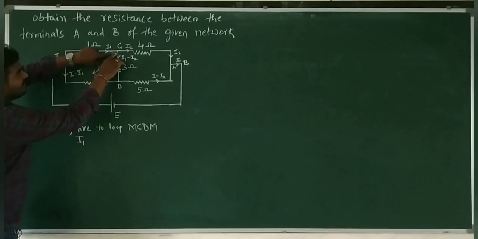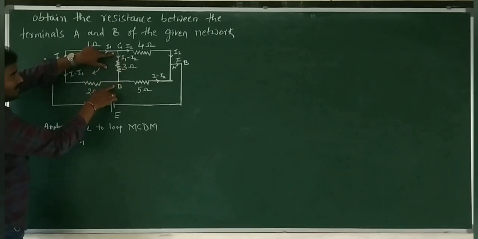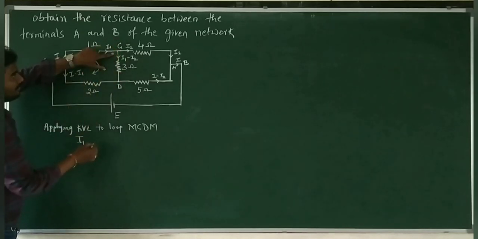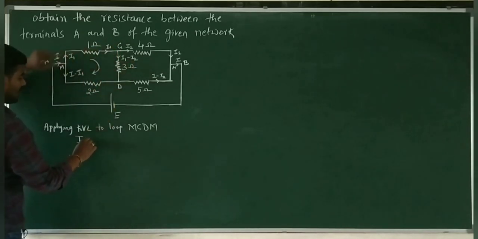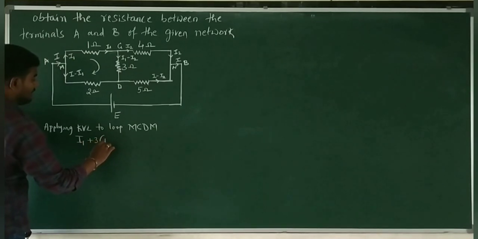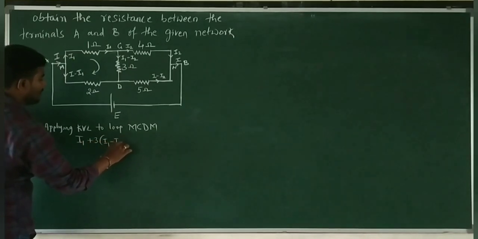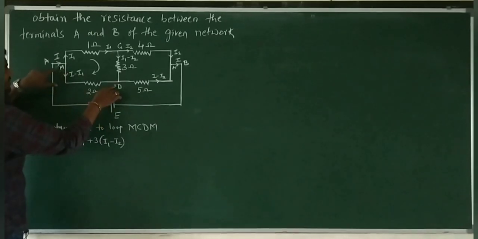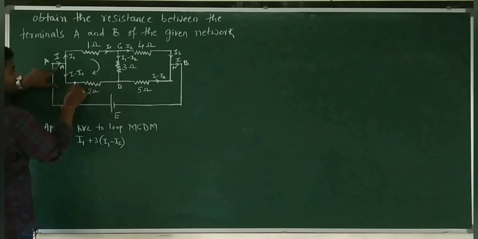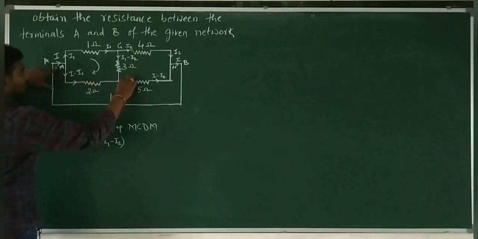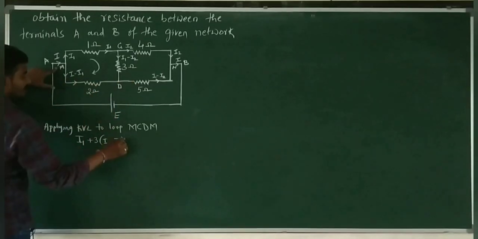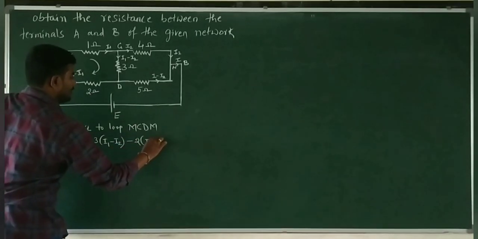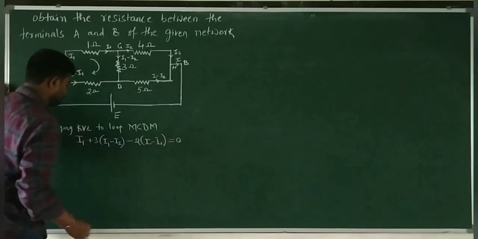We reached C; to D we are supposed to travel, and while traveling the current direction is the same as our movement, therefore positive 3 multiplied with current, so plus 3 (I1 minus I2). Then D to M we are supposed to travel, because D and M are junction points. The current is traveling this way but we are traveling this way, therefore it is negative, so minus 2(I minus I1) is equal to 0.